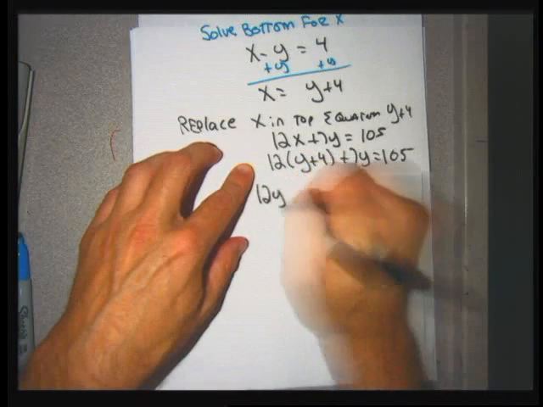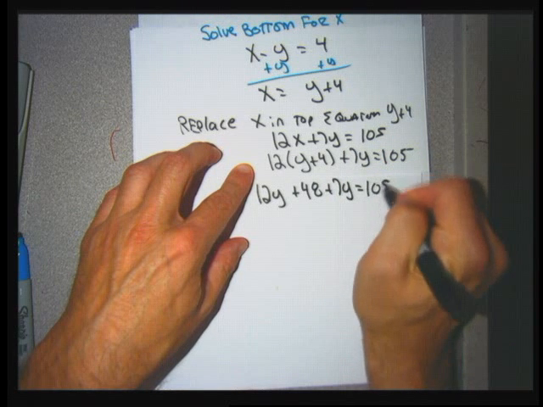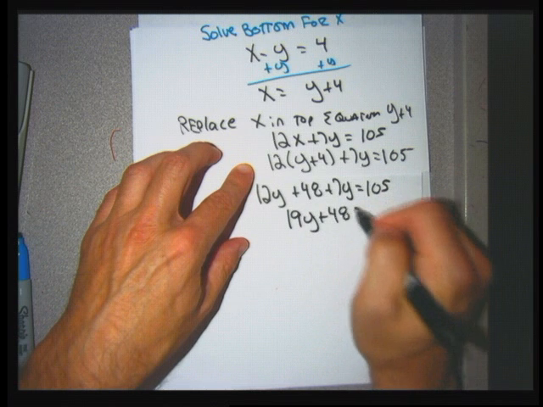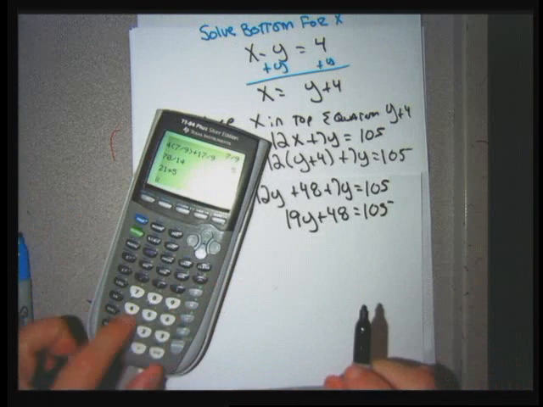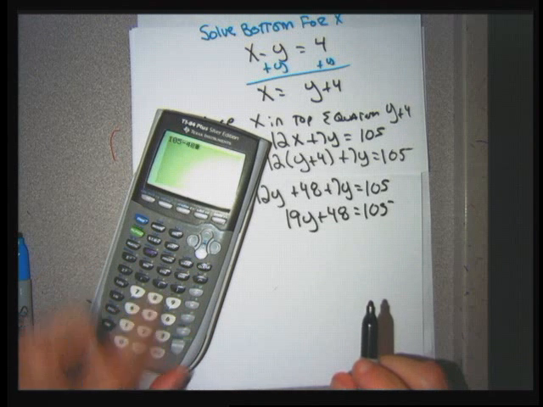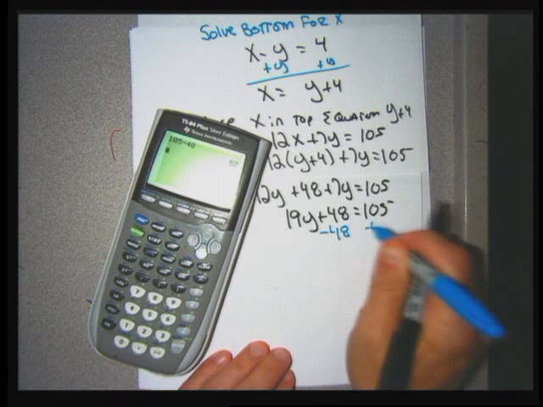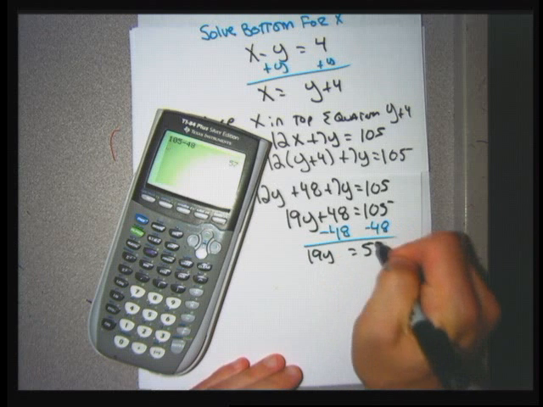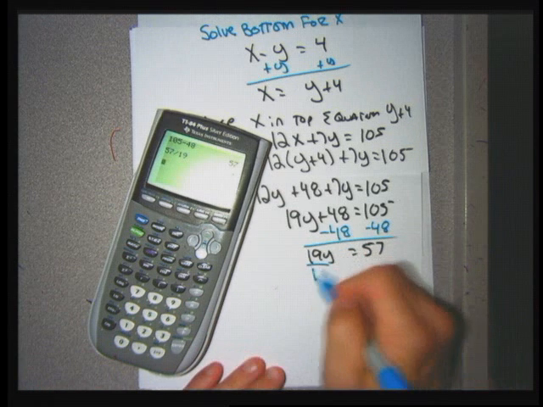So as I go through this, I'm really left with 12y plus 48 plus 7y equals 105. 12y plus 7y is 19y, so I have 19y plus 48 equals 105. I'm going to minus 48 from both sides, so 105 minus 48 gives me 57. So after I minus 48 from both sides, I get 19y equals 57. I'll do 57 divided by 19. I'll divide both sides by 19 and get a 3.